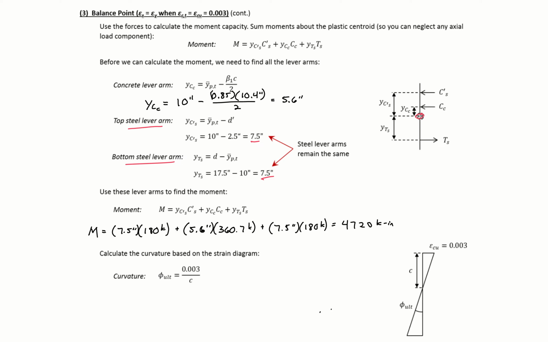So our curvature is going to be equal to 0.003 divided by 10.4, assuming small angles, and we'll get a curvature of 2.88 times 10 to the negative 4th radians per inch. And that gives us our moment and our curvature at our balance point.